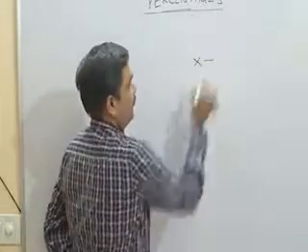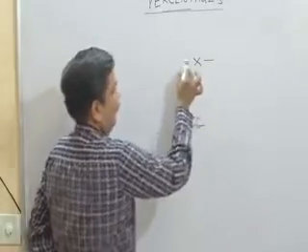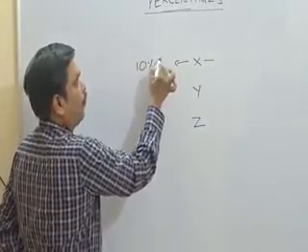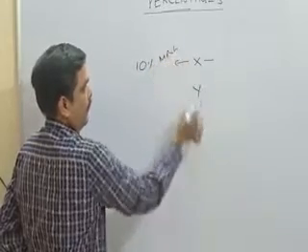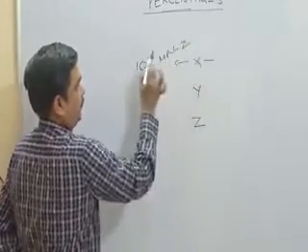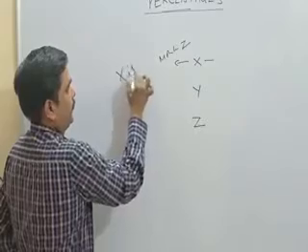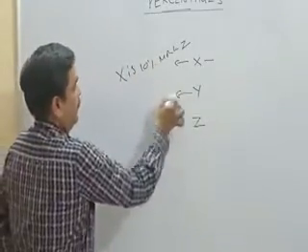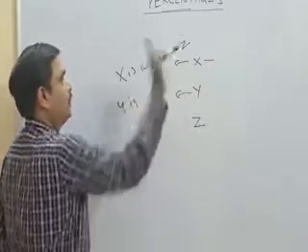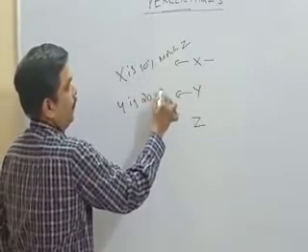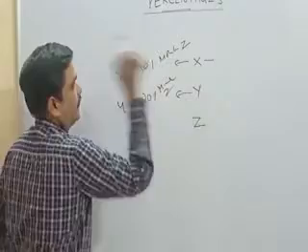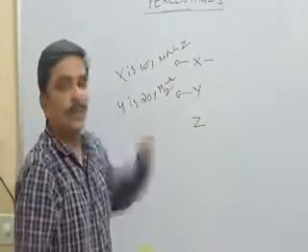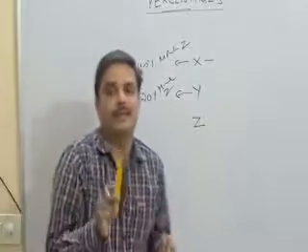Number x is 10% more than z. And y is 20% more than z. Means these two numbers are based on z only. And they ask the question like, right?